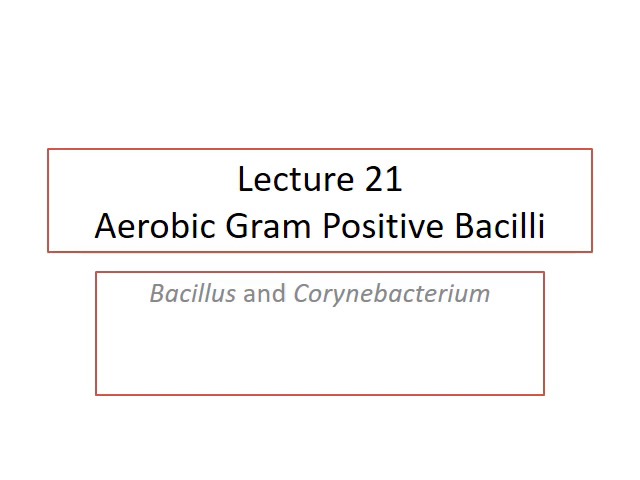The aerobic gram-positive bacilli that we have to worry about don't constitute a very large group of organisms, but we do see them a lot because they're normal flora in several areas of the body, and they're common contaminants that we've seen. And so we're going to go through Bacillus and Corynebacterium in this lecture.